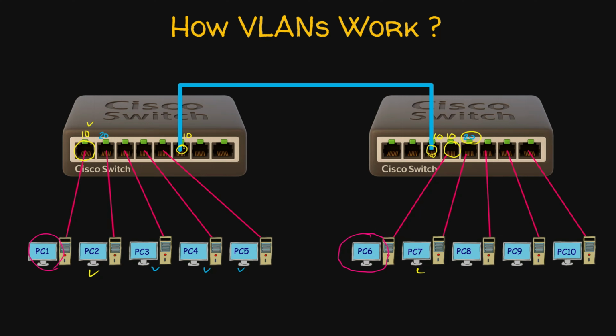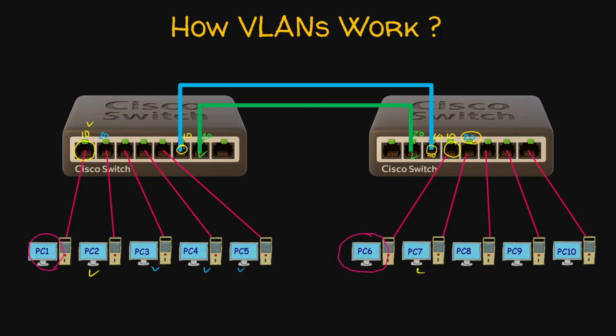So what do you need to do here? Just bring another interconnection between switch 1 and switch 2. Then configure this interface in VLAN 20 and configure this interface at switch number 2 to VLAN 20. Now what will happen? PC2 is under VLAN 20. PC7 is also under VLAN 20 and these interfaces are part of VLAN 20. By doing that, PC2 is able to communicate with PC7 because they are all part of the same VLAN.